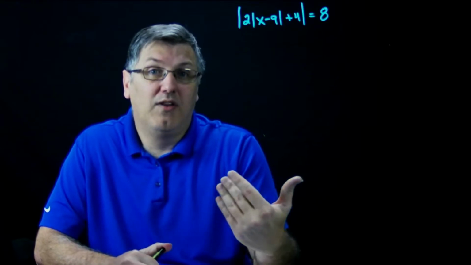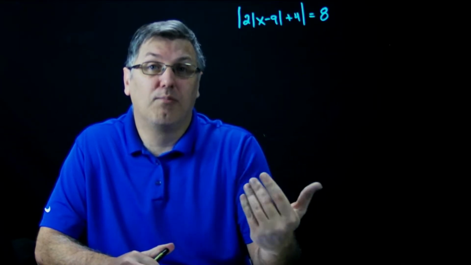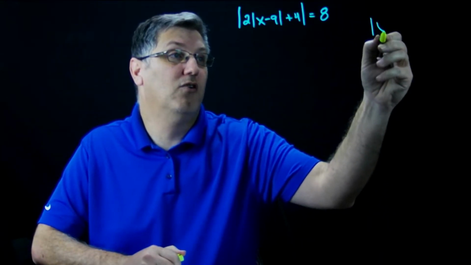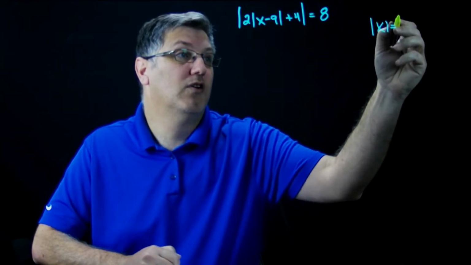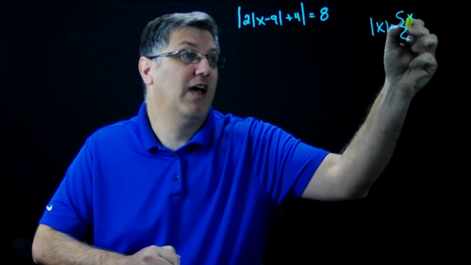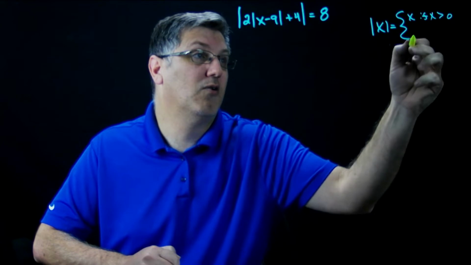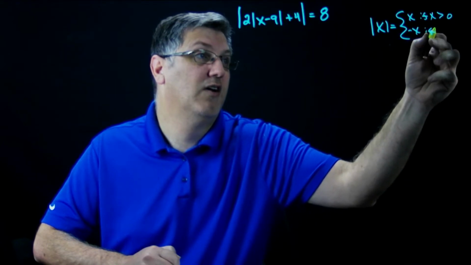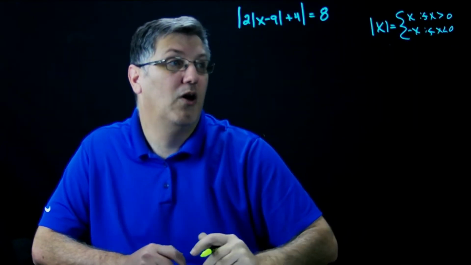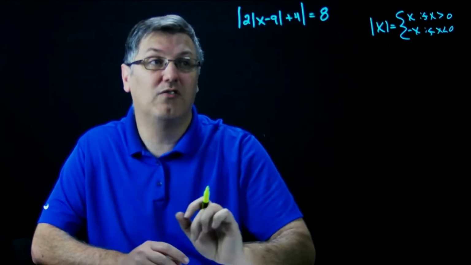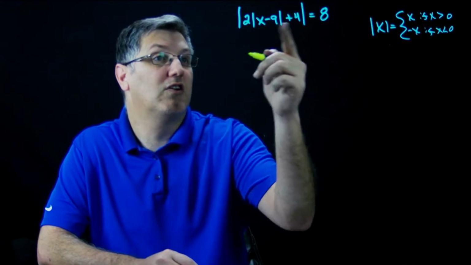When we do have the absolute value, we know that we have a plus and a minus case, simply because the absolute value of x is a piecewise function: it's x if x is greater than 0 and negative x if x is less than 0. So what that means is I'm going to have to solve both cases for each one of these absolute values. So let's look at this first one.